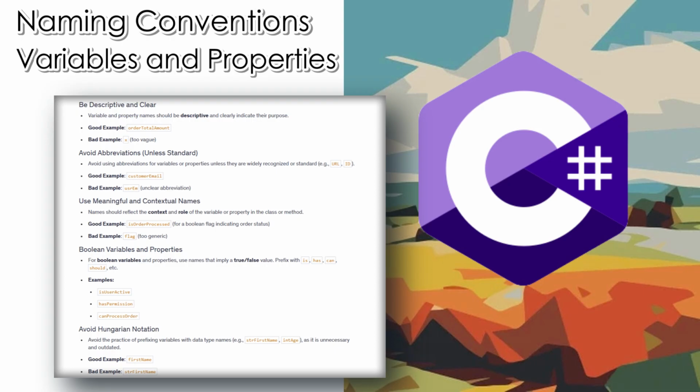For Boolean variables and properties, use names that imply a true/false value. Avoid the practice of prefixing variables with data type names.